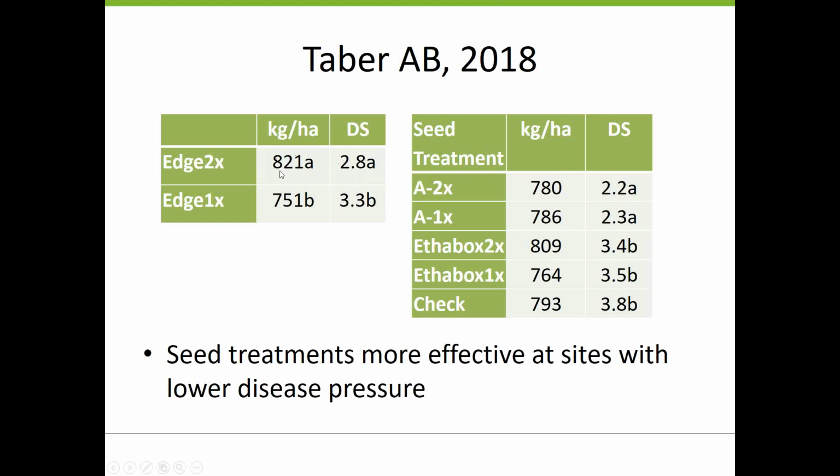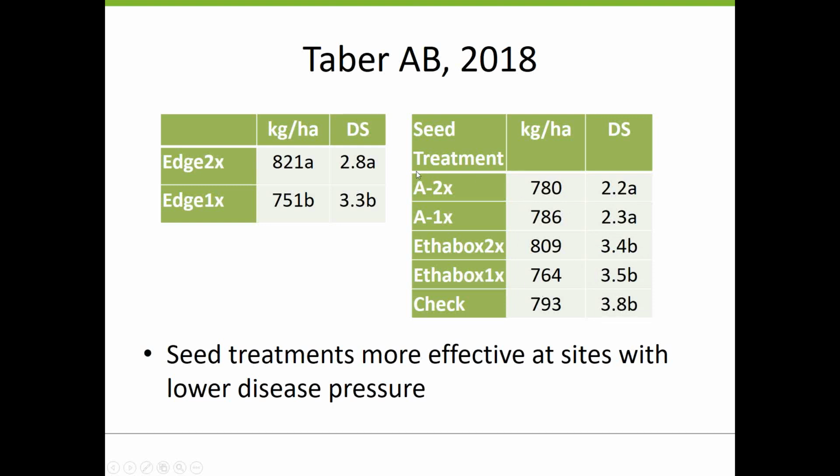Again, we see an effect of that 2 times Edge, and here we actually did see some significant differences in disease severity. But you'll notice that our yields are much lower in Tabor compared to Scott, because the disease severity numbers are quite a bit higher. And then in terms of the seed treatment, again, we saw this product give us significantly reduced disease severity compared to these treatments, but we really didn't see any difference in yield.